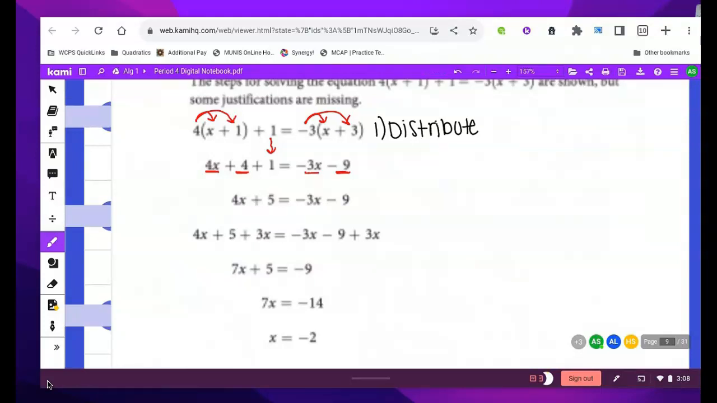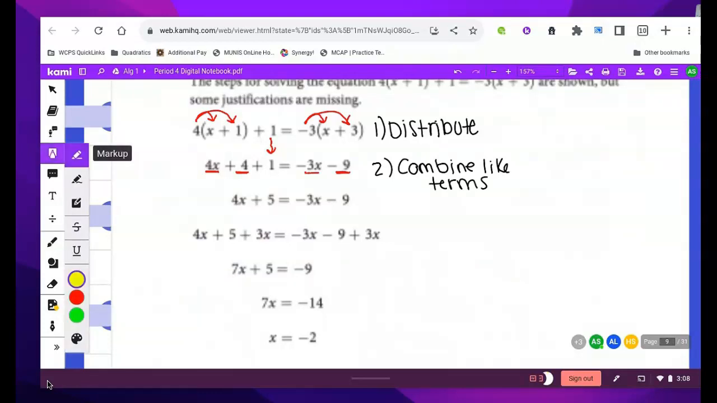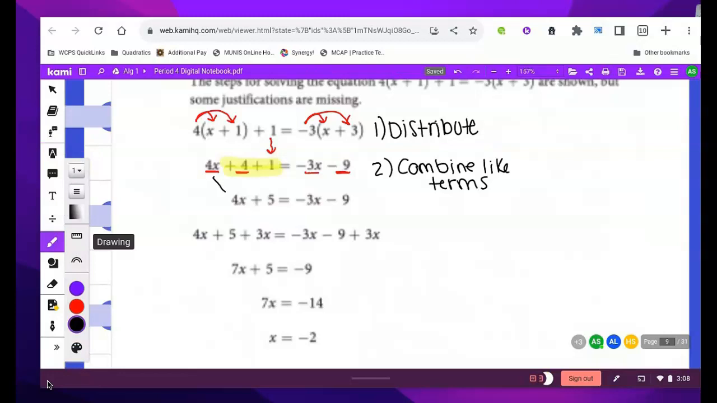All right. So from here, now it's just like some of the other examples that we've done on the other pages of notes. We're going to combine like terms. Whenever I combine like terms, I can do 4 plus 1 on this side because neither of those terms has an x with it. So notice we bring the 4x down, and then 4 plus 1 is where we get the 5 from. And then notice we bring the negative 3x down and the negative 9 down because we don't do anything with those.